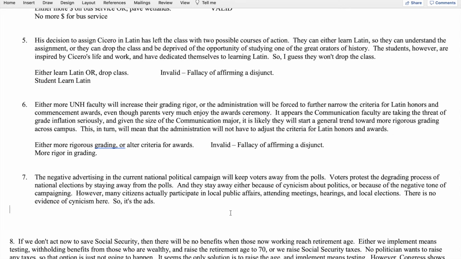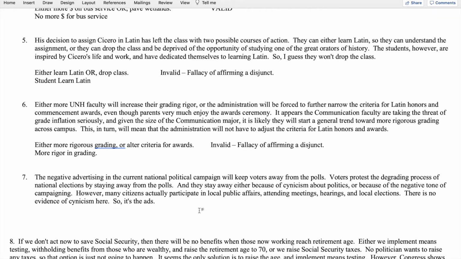Number 7. The negative advertising in the current national political campaign will keep voters away from the polls. Voters protest the degrading process of national elections by staying away from the polls, and they stay away either because of cynicism about politics or because of the negative tone of campaigning. However, many citizens actually participate in local public affairs, attending meetings, hearings, and local elections. There is no evidence of cynicism here, so it's the ads.